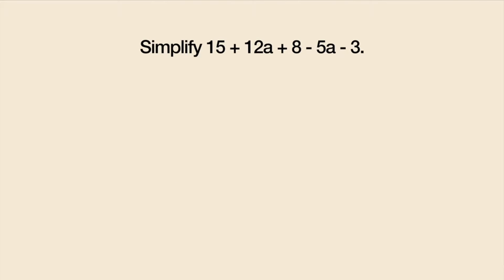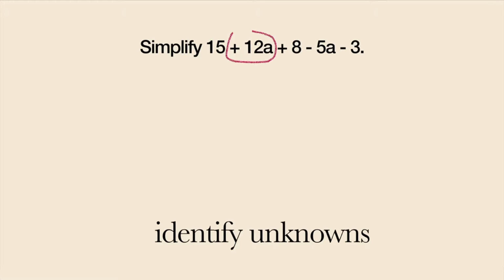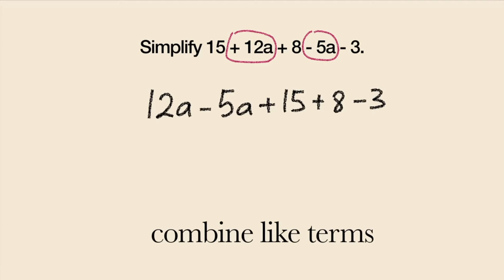Ooh, what's this question here? How many terms are there? 1, 2, 3, 4, 5 terms. So if we simplify, our answer should have fewer terms than this. What's the unknown here? That's a. Okay, and these will be combined together. So combine the like terms, 12a minus 5a, then 15, the real number, 8, and negative 3 will combine together.